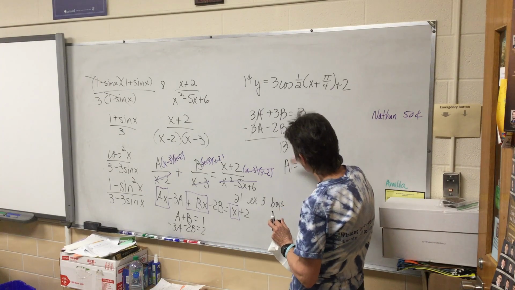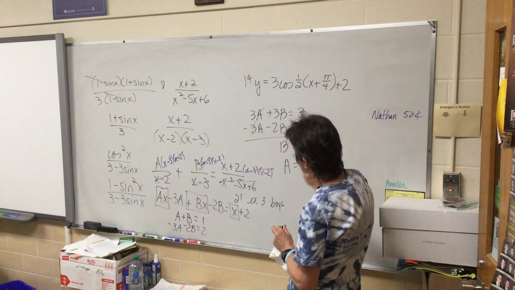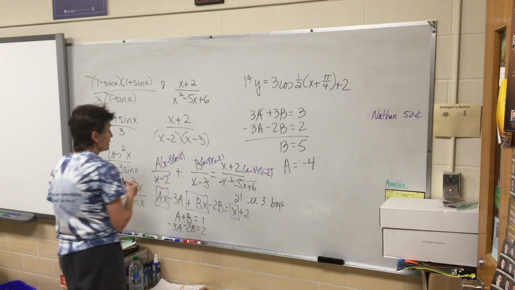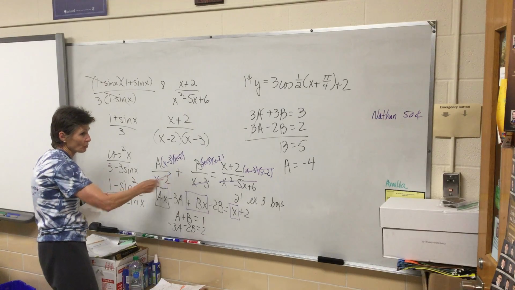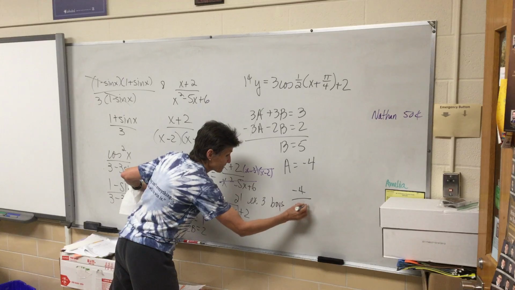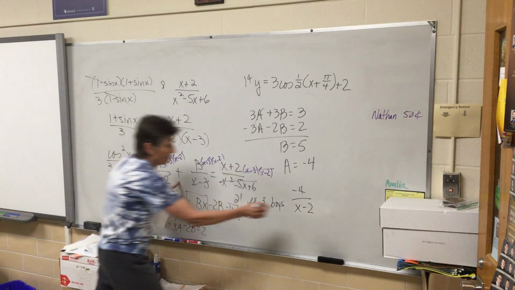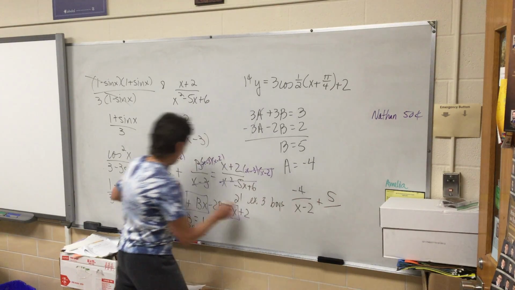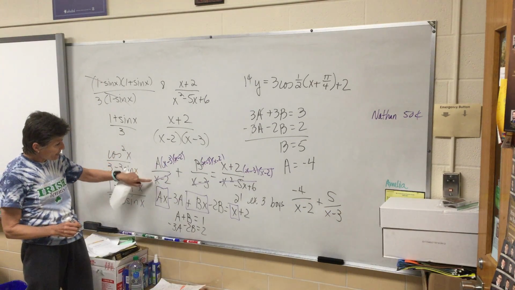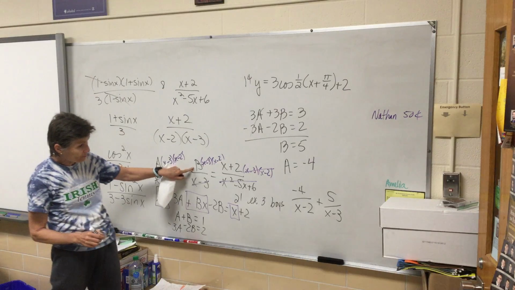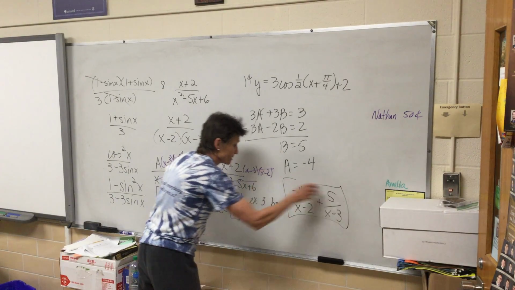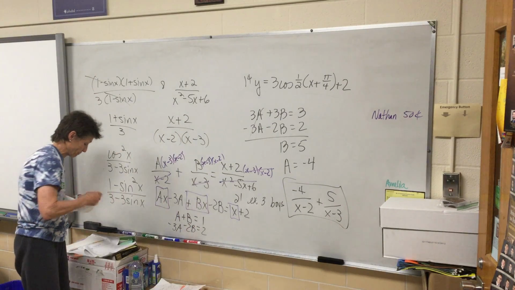So unlike other times when you do substitution or elimination, don't write your answer as an ordered pair. Your answer is the partial fractions. So it'll be negative 4 over x minus 2 plus 5 over x minus 3. Make sure that you get your a over your a denominator and your b over your b denominator. And this is the answer to the question.